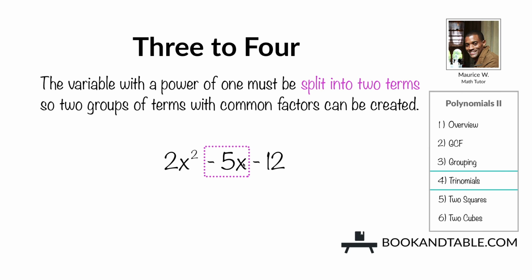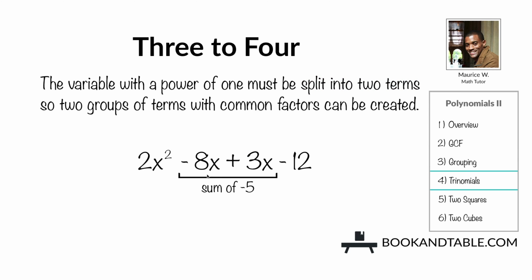The variable with a power of 1 must be split into two terms, so two groups of terms with common factors can be created. So this x has a power of 1, so this is the term we're focused on. And we're going to split negative 5x into two terms so that we can create two sets of terms. The two terms that we switch negative 5x to have a sum of negative 5x. So negative 8x plus 3x have a sum of negative 5x, the original term that was here.